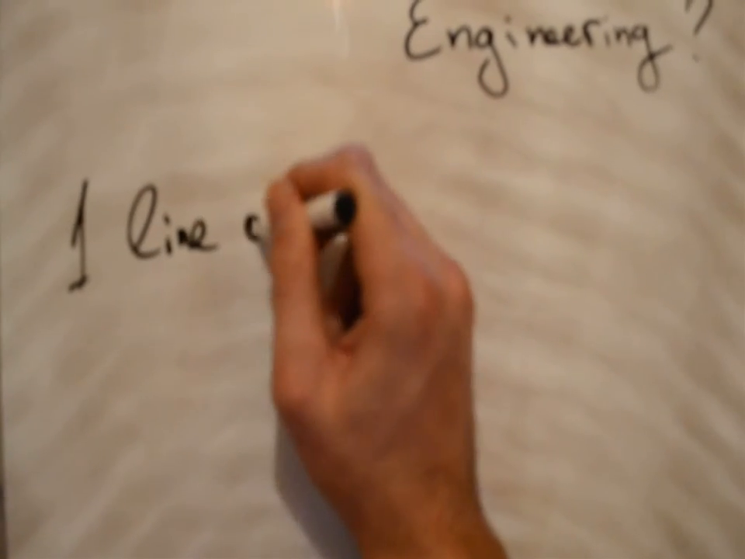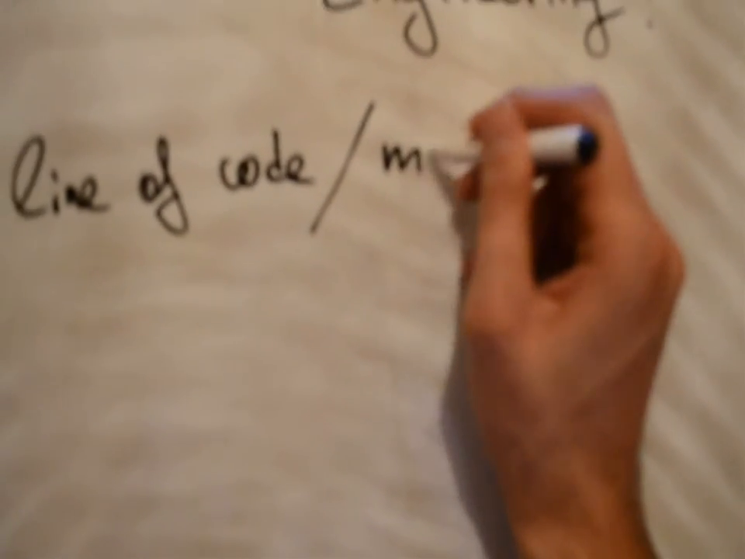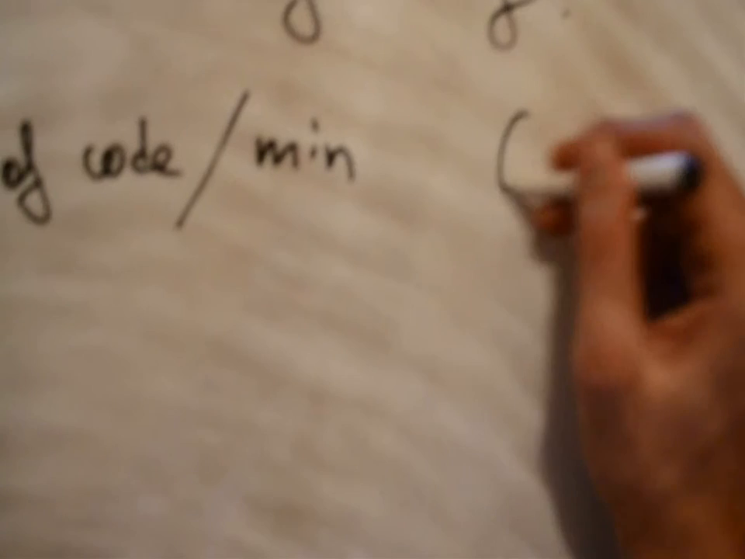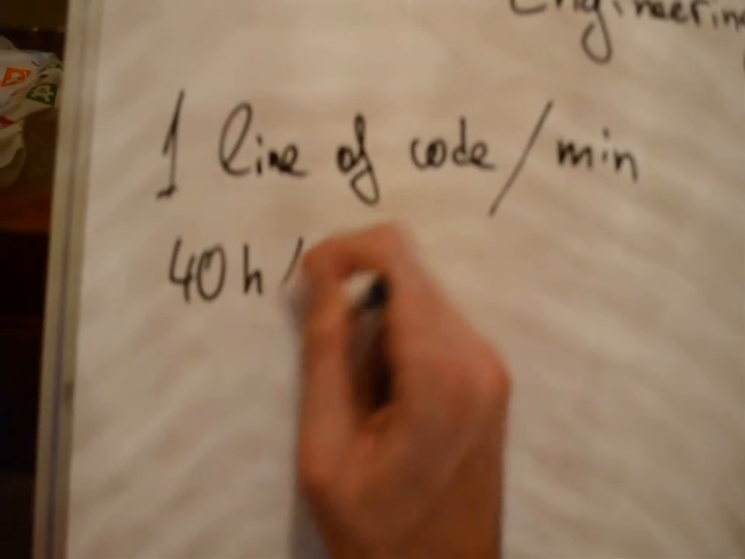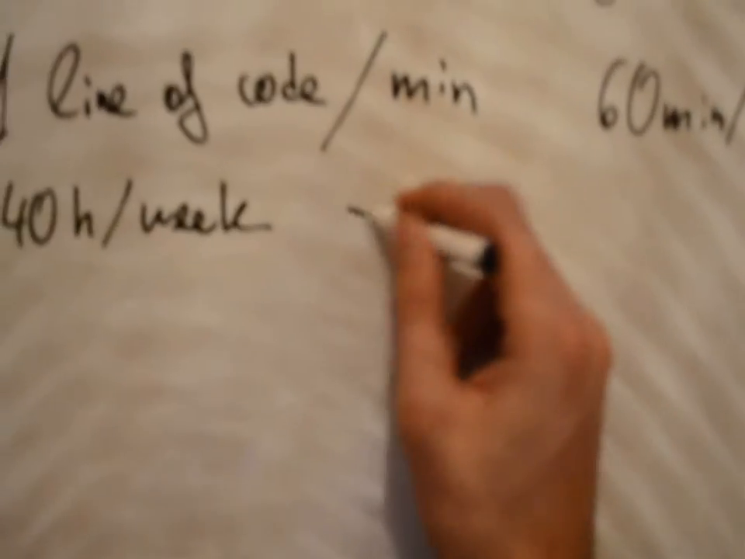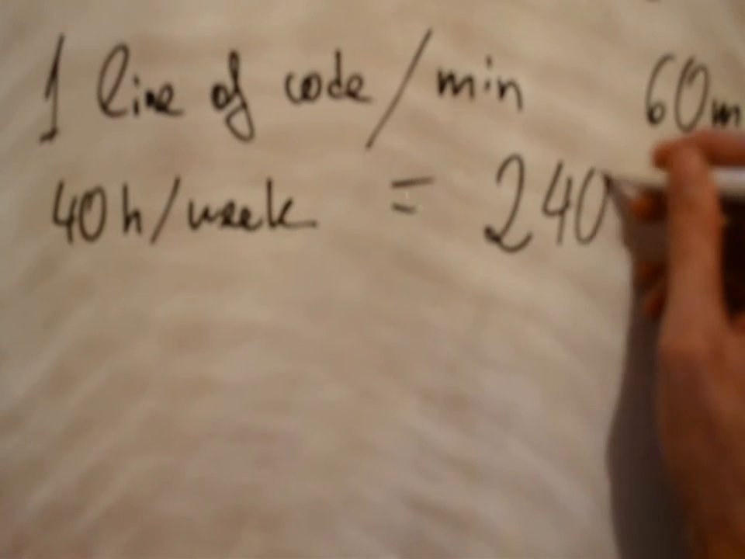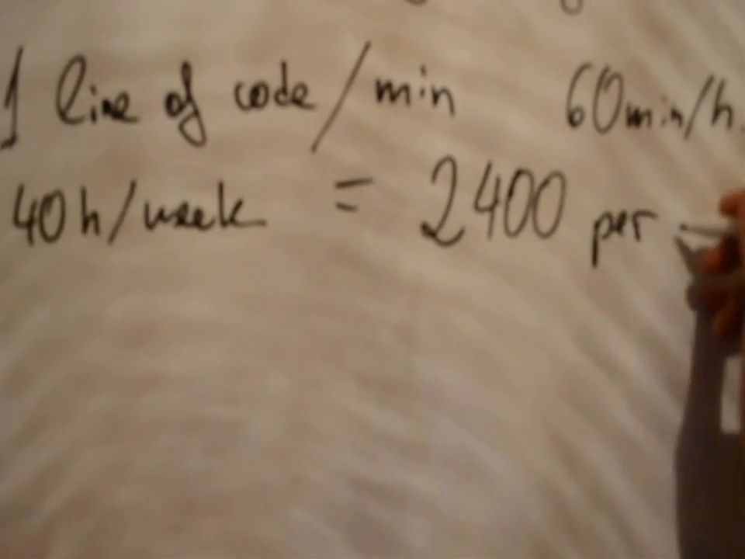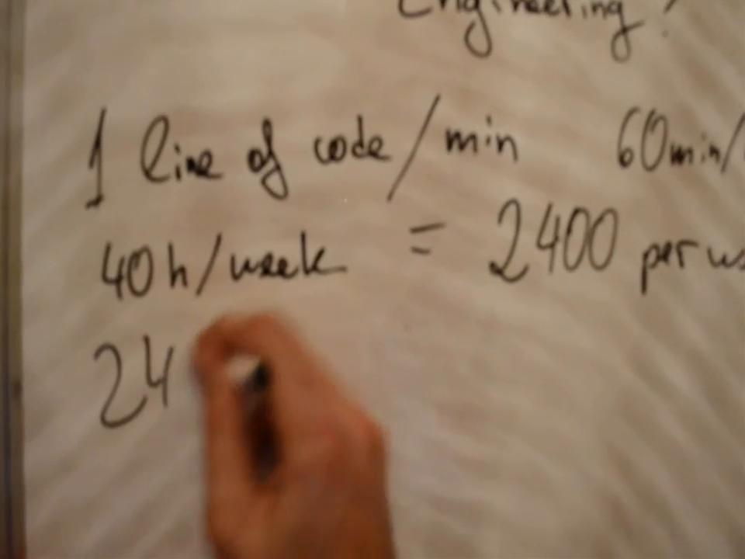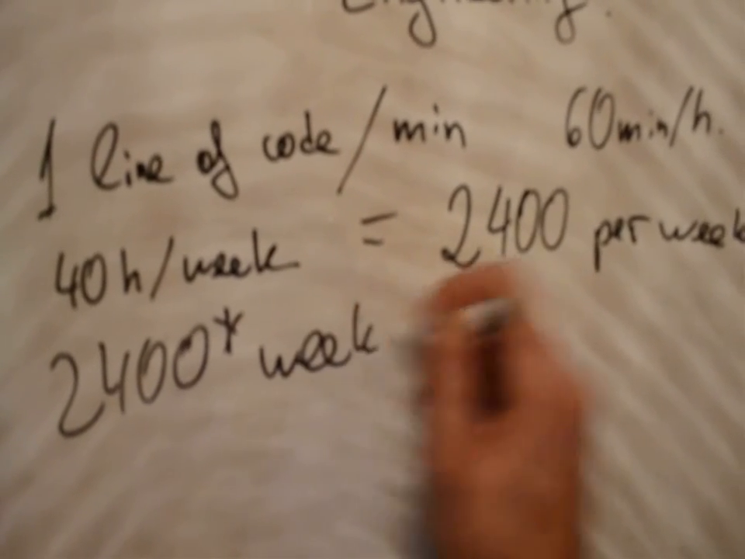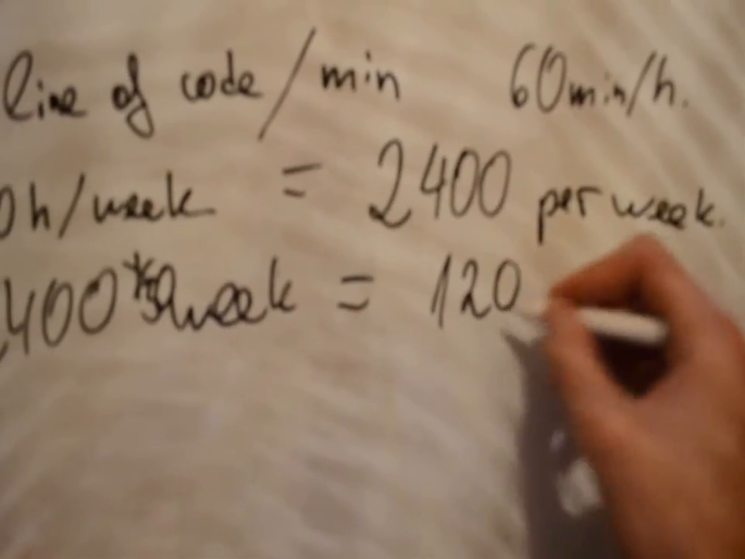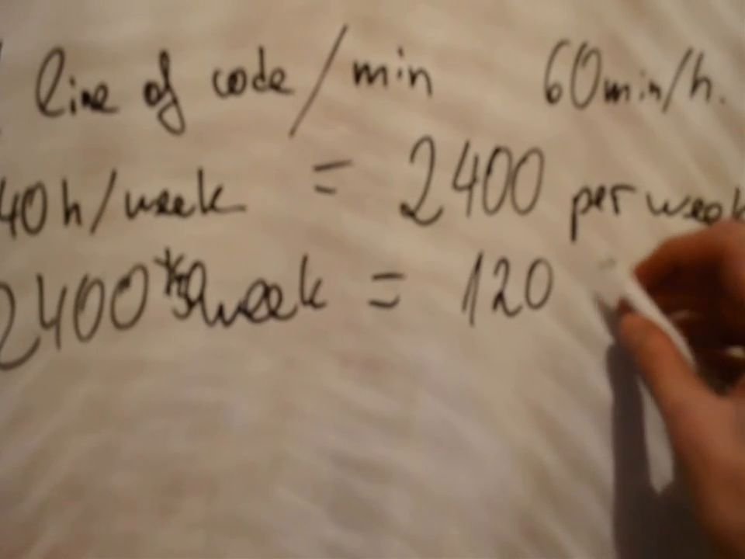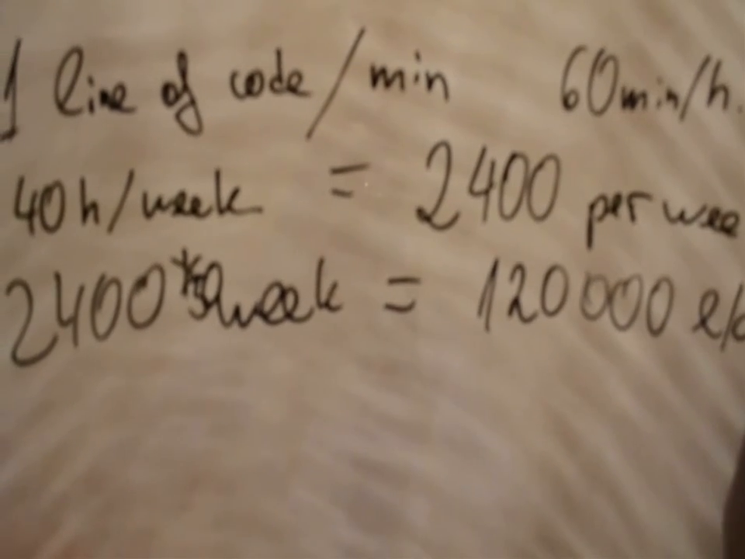A good software engineer is capable of one line of code per minute. So there are 60 minutes in an hour and 40 hours per week, and this is 2400 lines of code per week. And there are approximately 50 work weeks per year, and this will make 120,000 lines of code per year.